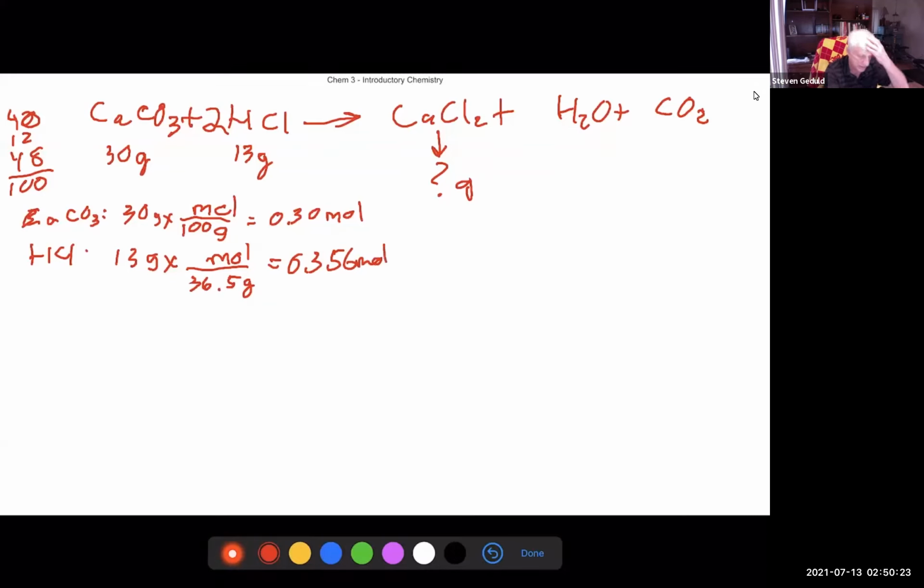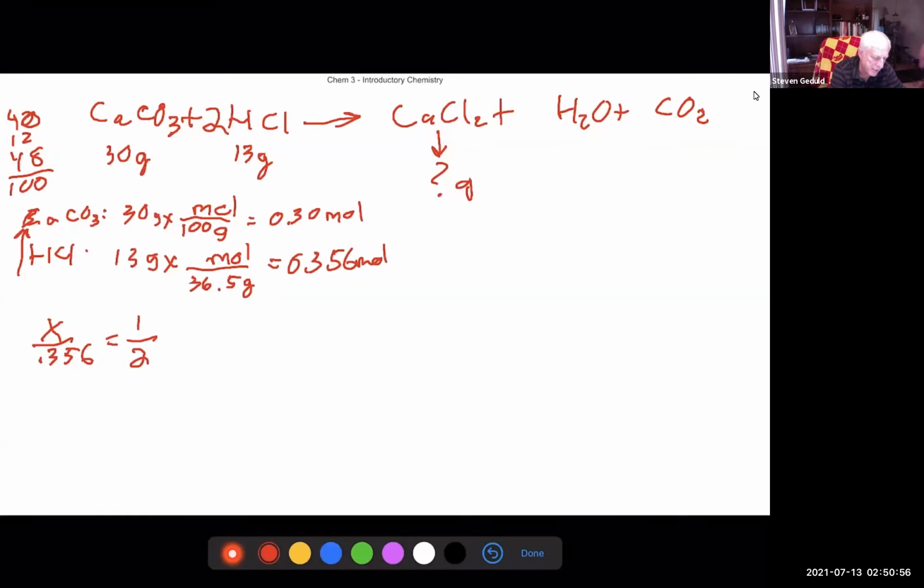So which one of those is going to run out quicker? Let's just pick one. Let's pick calcium carbonate. So for calcium carbonate we say X, and HCl is 0.356. Calcium carbonate is 1 and HCl is 2. That's what we set up, right? Those are ratios. We're just picking this one as our unknown because you got to pick one. It works the same no matter which one we pick.